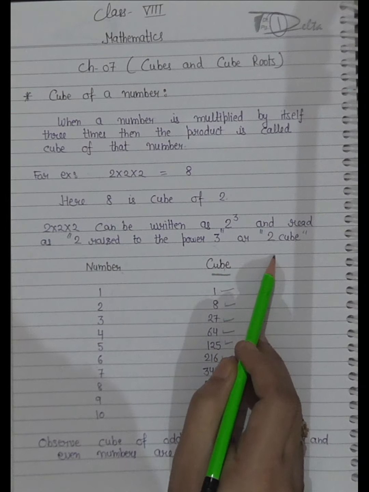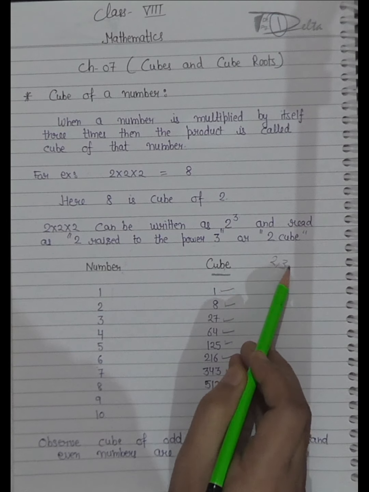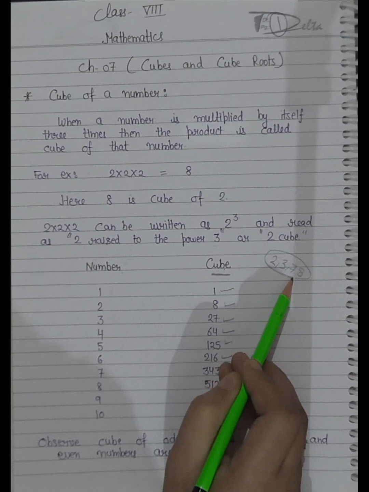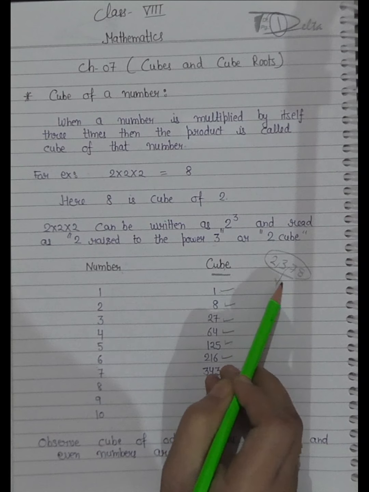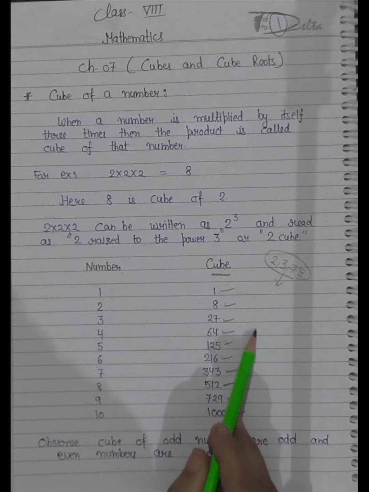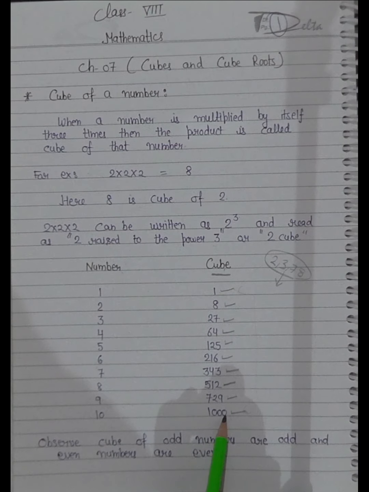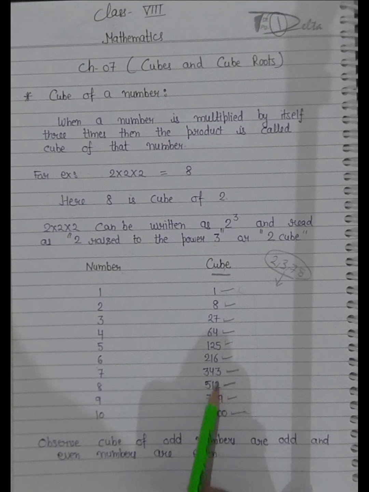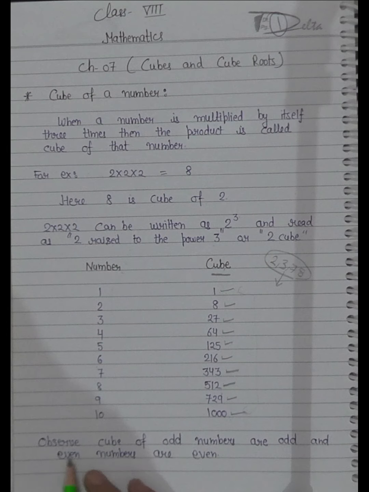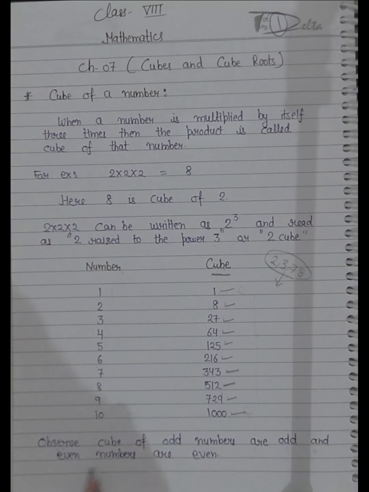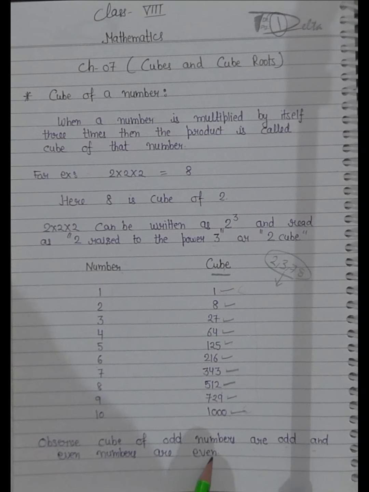There were 4 digits, 2, 3, 7 and 8, that were not coming in the squares of any number. But here there are no restrictions. Here all the digits are coming at the unit place of the cube. And also observe, the cubes of odd numbers are odd and the cubes of even numbers are even.